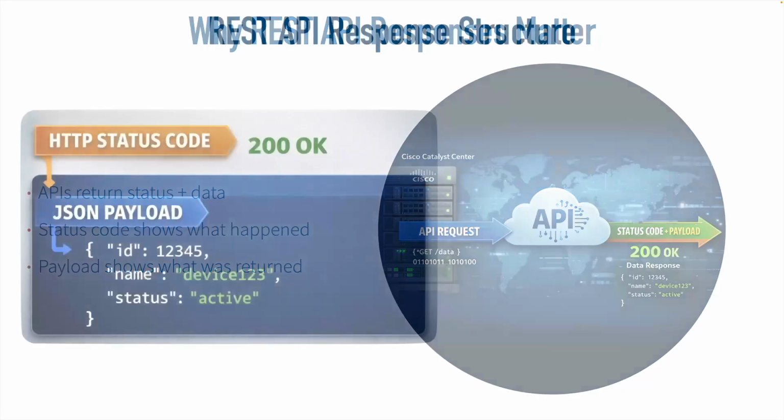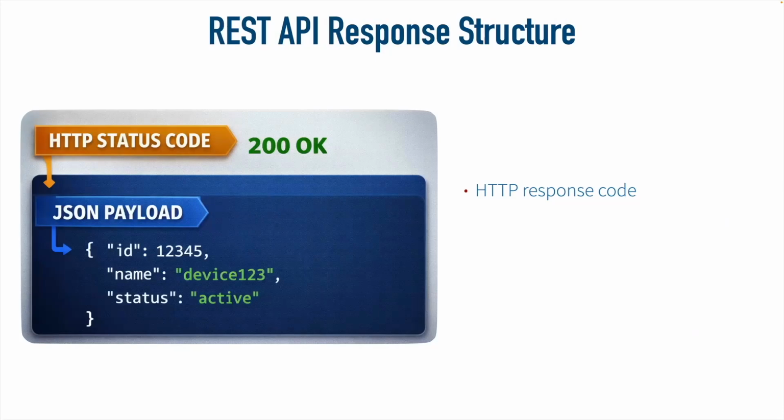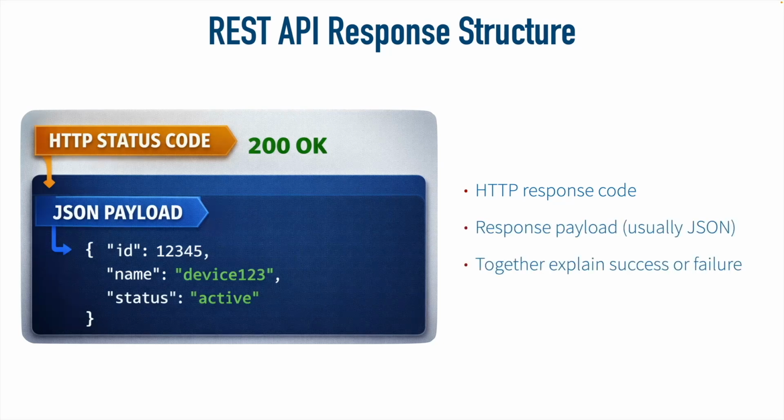And a REST API response has two main parts. First is the HTTP response code. That's going to tell us whether the request succeeded or failed. Then we have the payload. Typically, this payload is formatted in JSON and it contains the actual data that's being returned by the API. That might include device information, configuration details, maybe an error message.